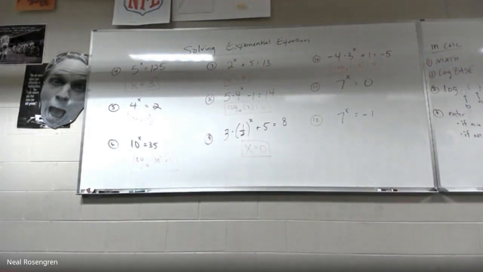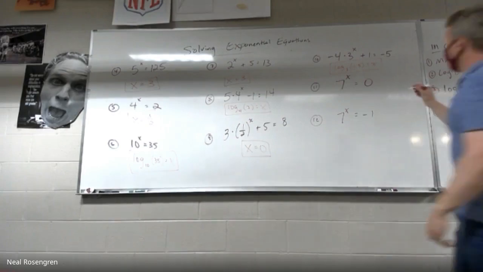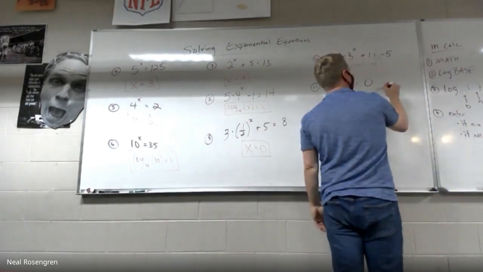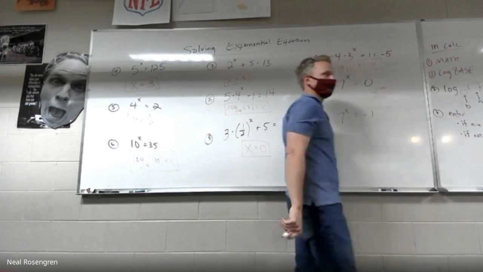You got what? Negative infinity. For which one? For 11? Negative infinity. How do you even get that? That's kind of crazy. Well, so what does that mean then? 7 to the power of negative infinity.